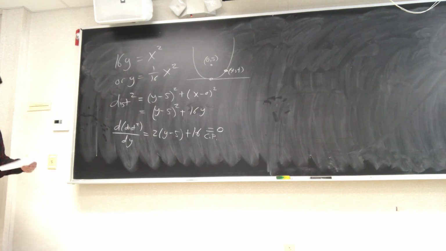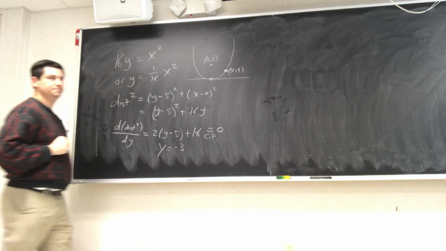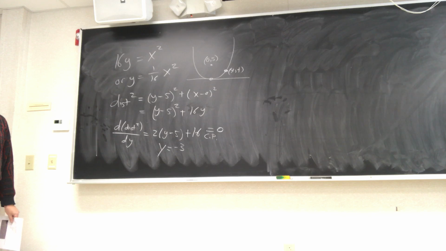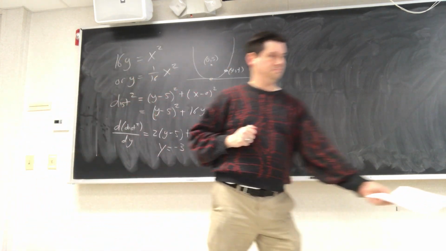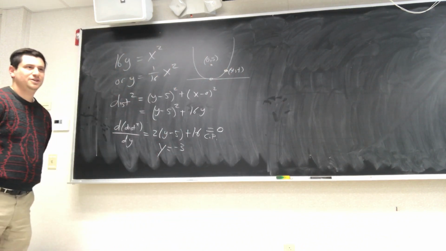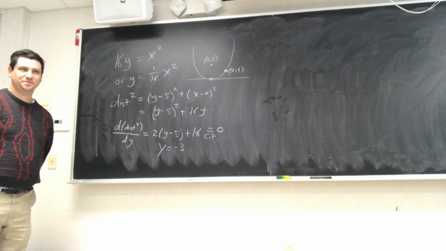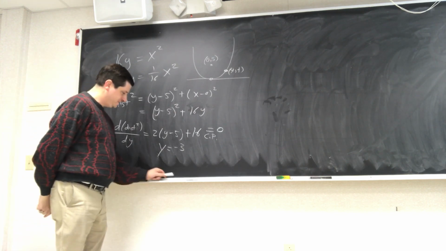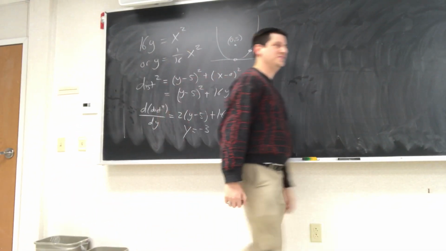And so what will the critical point be? Yep, that's what I get as well. So we get y equals negative 3. Well, there's no x that corresponds to y equals negative 3 because y is equal to 1/16 x squared. So we're done. No, we need to check the boundaries. We need to check the boundaries. Right? It is not enough to check the critical points.